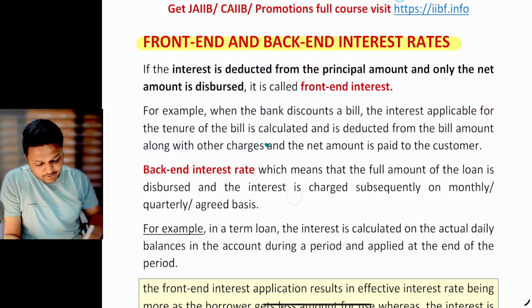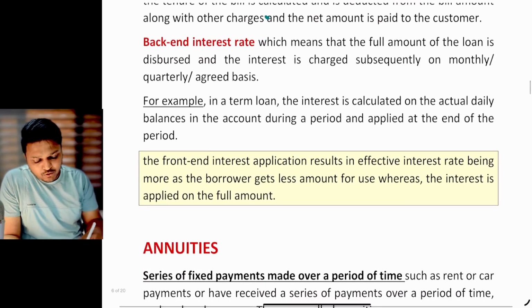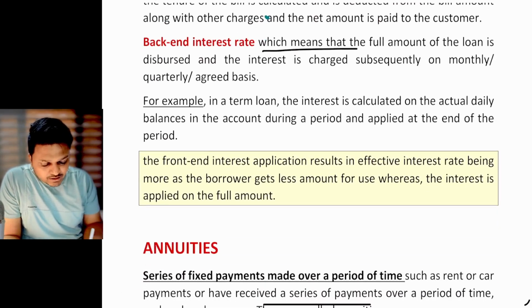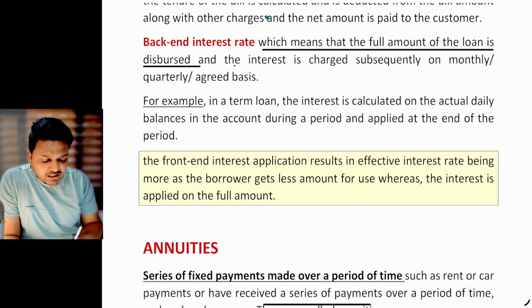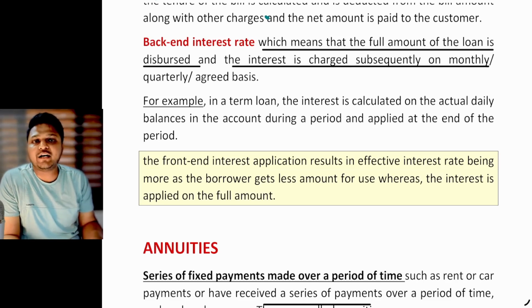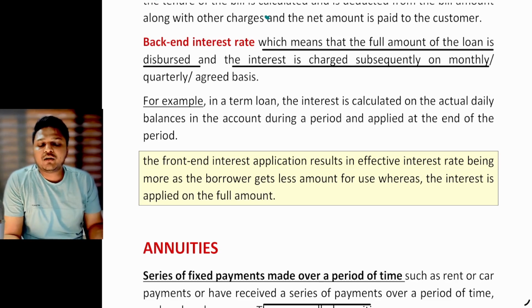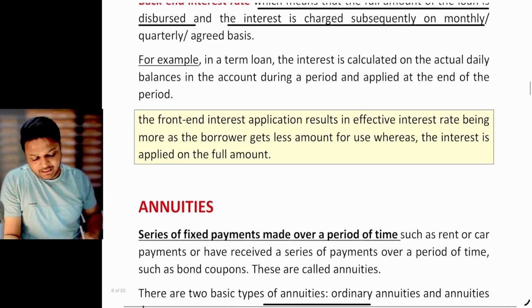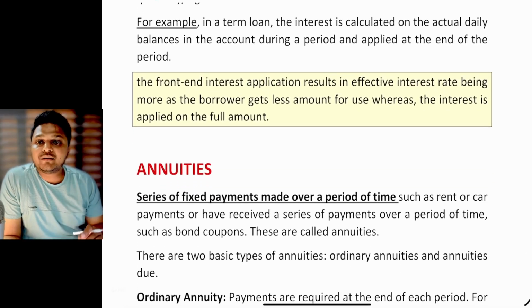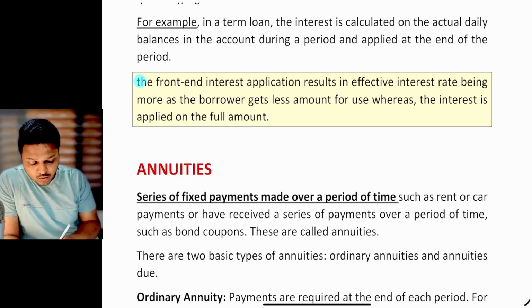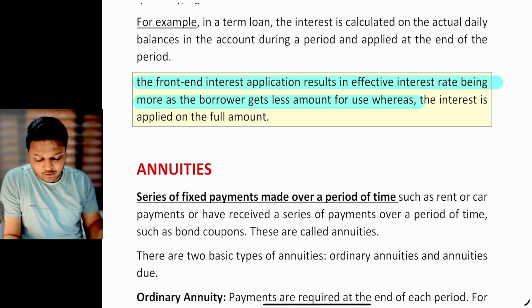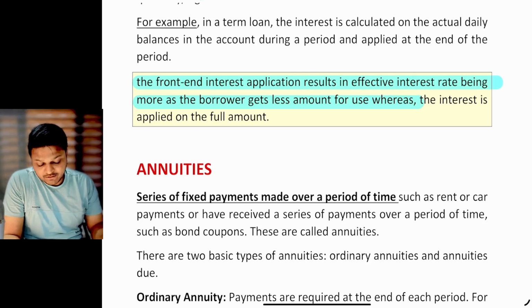That is the scenario. And what do you mean by the back end interest rate? It means the full loan amount will be disbursed. You borrowed the amount of 10,000, you were disbursed rupees 10,000, and the interest will be charged subsequently on a monthly basis, quarterly basis, or the agreed basis, right? In the general scenario, the back end interest rate is applicable, right? And if the front end interest rate is applied, that basically leads to an extra or higher effective interest rate being applied, right? And the borrower gets a lesser amount, right? That is the scenario, and you should be understanding this.